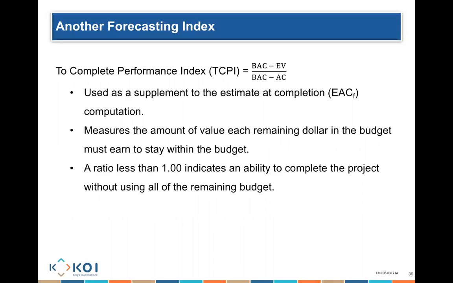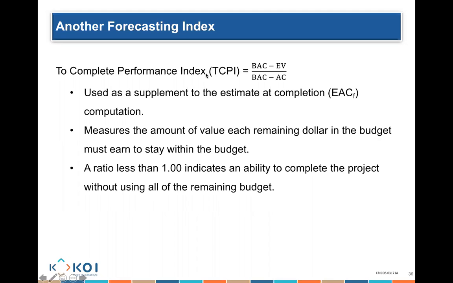So if I was given that dollar to do $1 worth of work, but the index tells me that for every dollar I need to do 0.6 worth of work, and I only do 0.6 worth of work, I will still be able to complete the project on time and within specification, without spending all the budget, because my index is under 1.